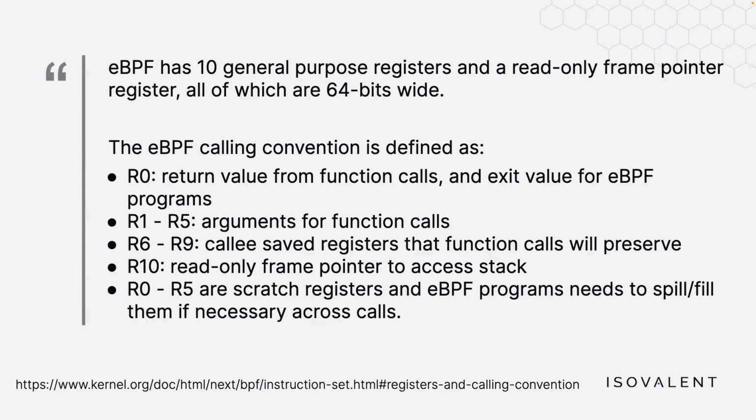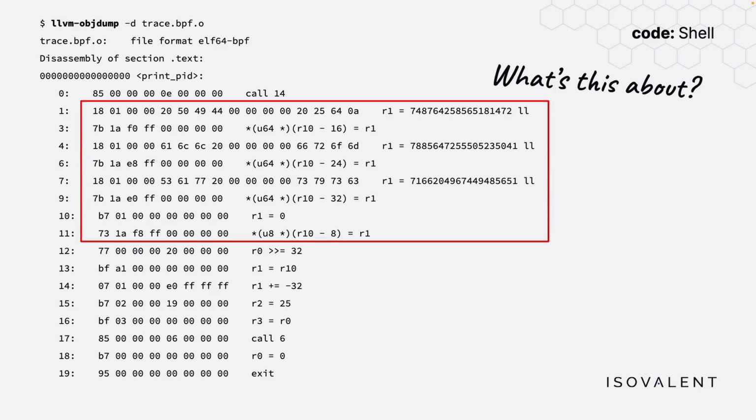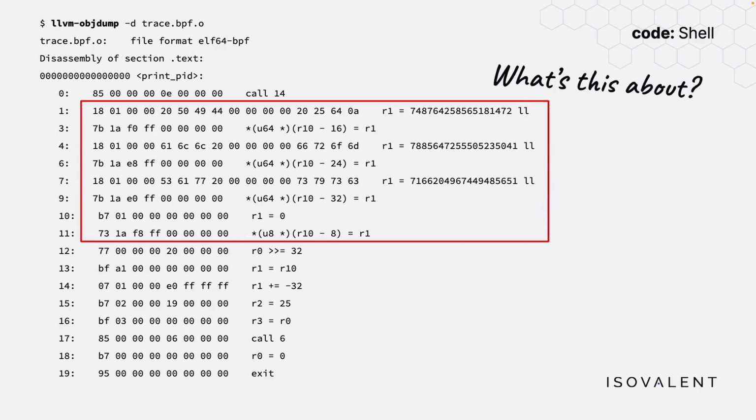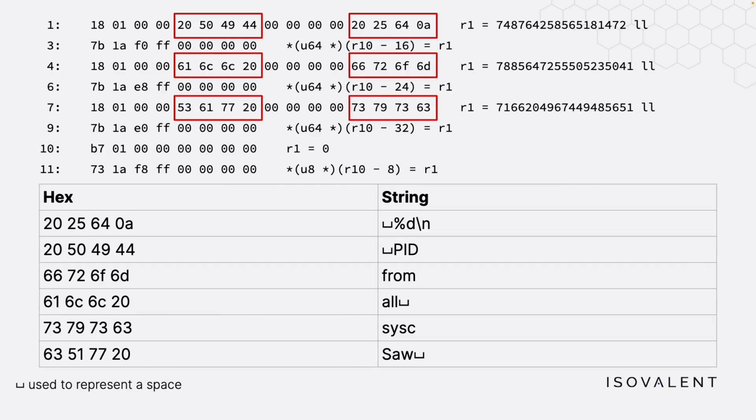Well, we need to talk about registers very briefly. eBPF has general purpose registers. R0 is the return value from function calls, which means that the result of the function call we do in call 14 will be put in R0, for example. Then we have some others, and R10 is a read-only frame pointer to access the stack. You can see here we're doing a bunch of pointer arithmetic with R10, so we're pushing data onto the stack. But what is this random data? Well, this is our string, broken up, and we're pushing it on backwards. We push these bits of information on in order to build up the string we want to output into the stack.